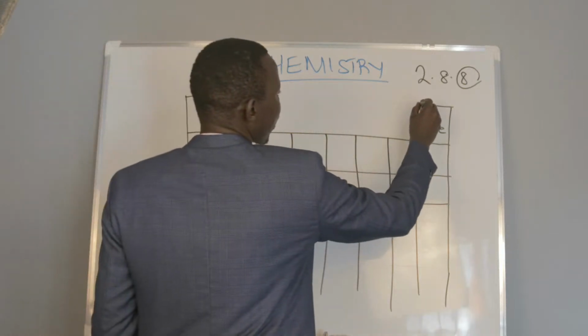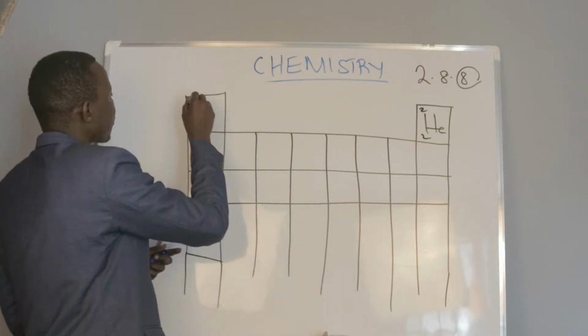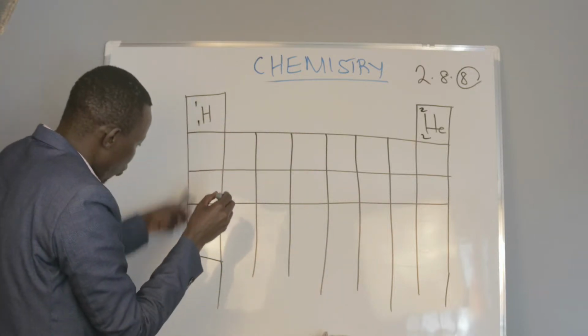This one has a mass number of 2, and has 2. Hydrogen first has 1, 1. Now, we are continuing with group 1. This is group 1.